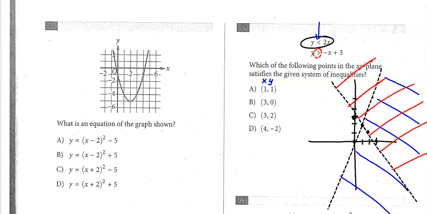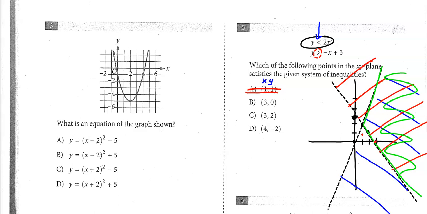So basically my solution region is the overlap. It's everything in this zone right over here. So I'm looking for the ordered pair that lives over there. And let's just run through these. If I try 1, 1, nope, not going to make it. 3, 0, down 1 over, down 1 over, down 1.